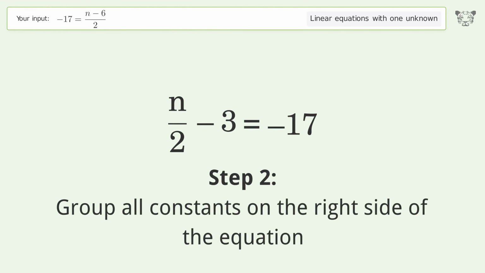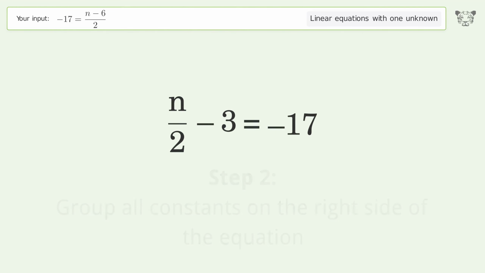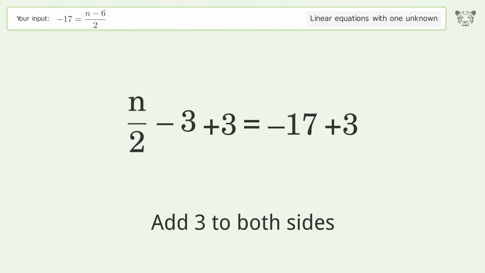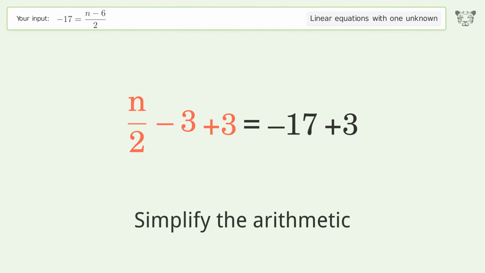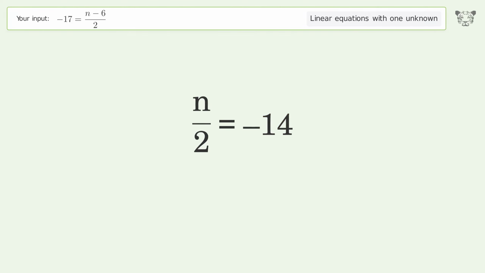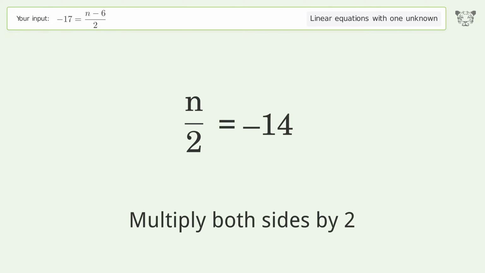Group all constants on the right side of the equation. Add 3 to both sides. Simplify the arithmetic. Isolate the n. Multiply both sides by 2.